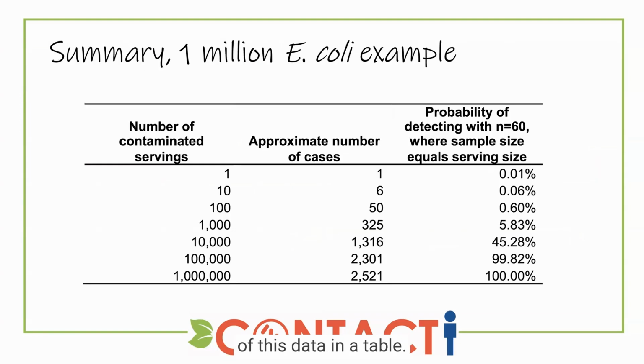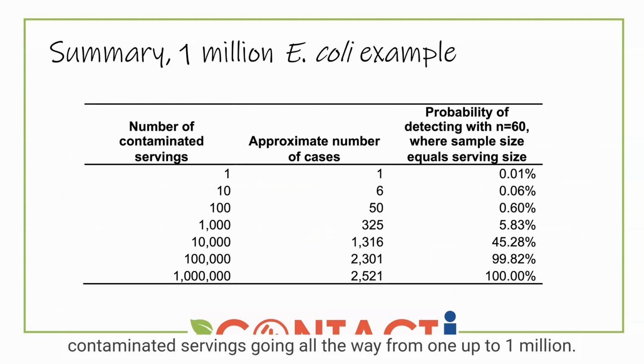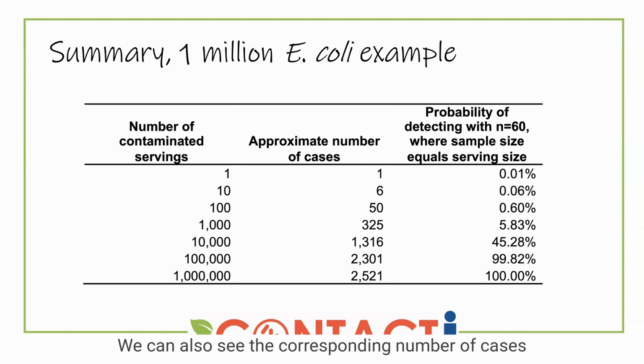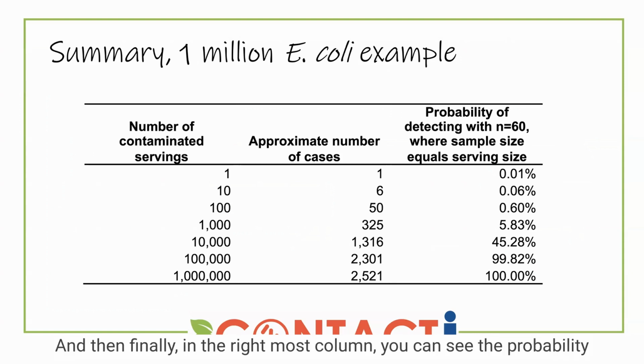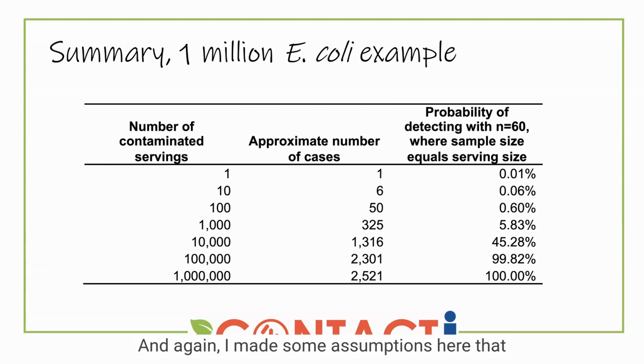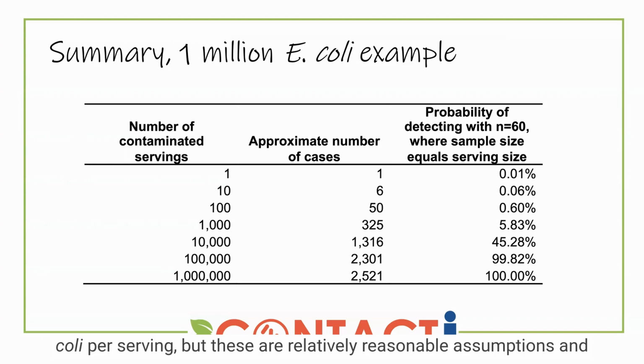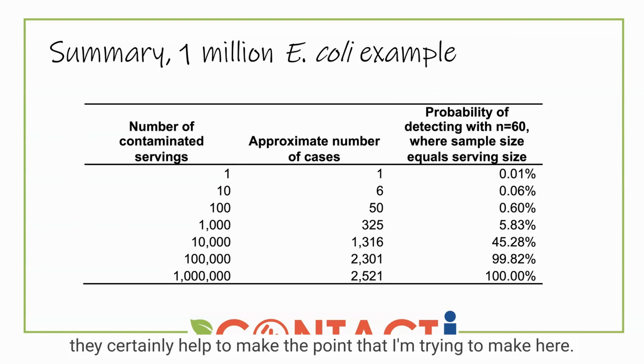Let's summarize all of this data in a table. Here you can see on the left-hand side of the table the number of contaminated servings going all the way from 1 up to 1 million. We can also see the corresponding number of cases going from 1 all the way up to slightly more than 2,500. And then finally, in the rightmost column, you can see the probability of detecting that level of contamination using an n equals 60 sampling plan. And again, I made some assumptions here that the sample size is equal to the serving size. I've also made the assumption that we can find as low a level as 1 E. coli per serving. But these are relatively reasonable assumptions, and they certainly help to make the point that I'm trying to make here.